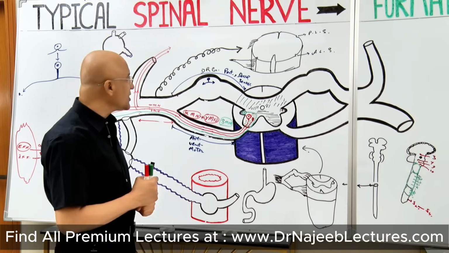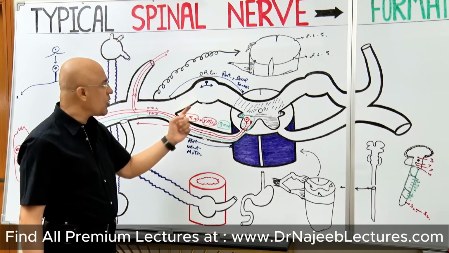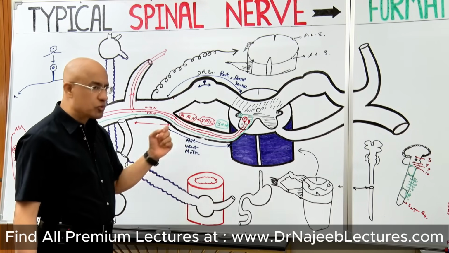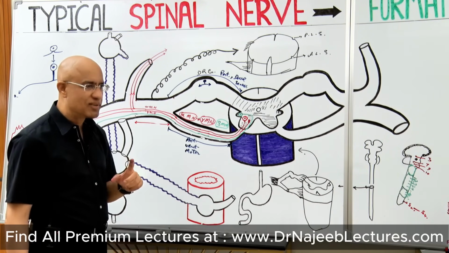Yes, very interesting question. She is asking why there is a dorsal root ganglion and why there is no ventral root ganglion. One answer is very simple, the other is the embryological answer. I will give both.